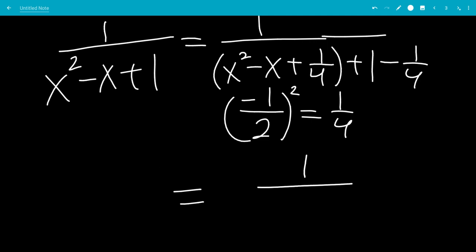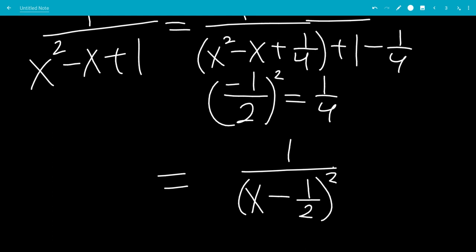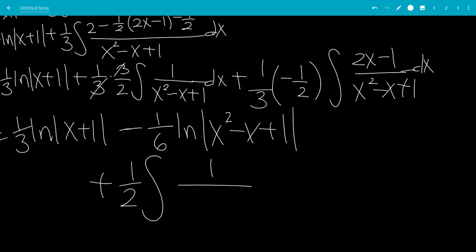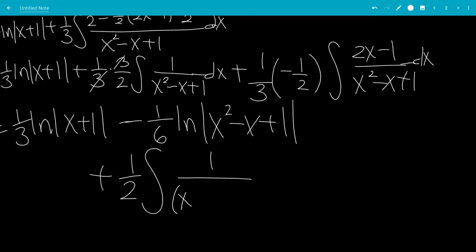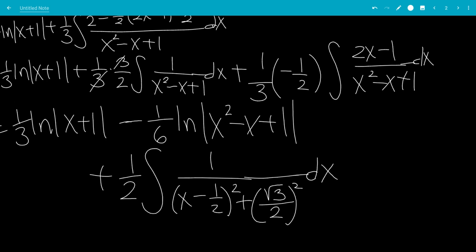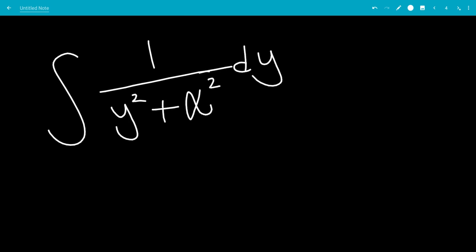So this should just be 1 over x minus 1/2 squared, right? Because that's what the square is. 1 minus 1/4 is 3/4. Okay. So we're going to have 1 over x minus 1/2 quantity squared plus 3/4. We're going to write 3/4 as a square, so that'll just be square root of 3 over 2 quantity squared dx. Okay, so let's look at the integral of 1 over y squared plus alpha squared dy.